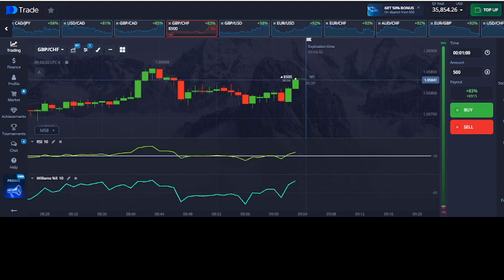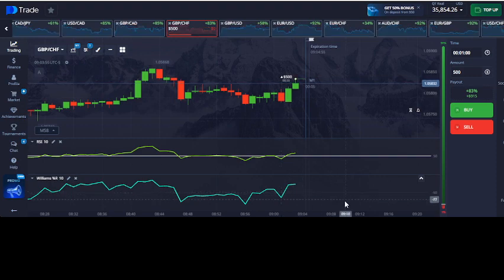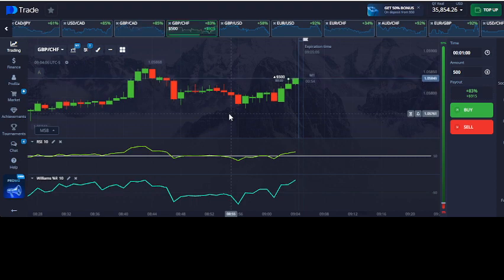Okay. So I'm on the Canadian dollar Japanese yen currency pair, and I just took a buy trade here. And the reason why I took the buy trade is the RSI line first crosses over the 50 line here, the white 50 line in an upward direction. Secondly, the Williams percent R line has crossed above the 50 line as well in an upward direction. So let's monitor this trade and wait for the expiration.